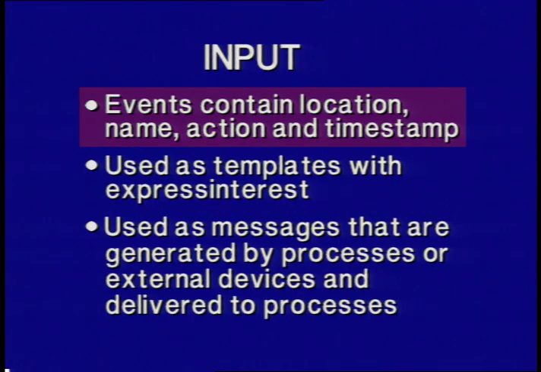So events are these buckets that contain a location, an XY coordinate, a name, an action, and a timestamp. The name is usually the name of the thing that happened. So if it was the left mouse button, the name would be left mouse button. The action is what happened to the thing that was named, so it can be an up transition or a down transition. And the timestamp is an indication of when it happened.